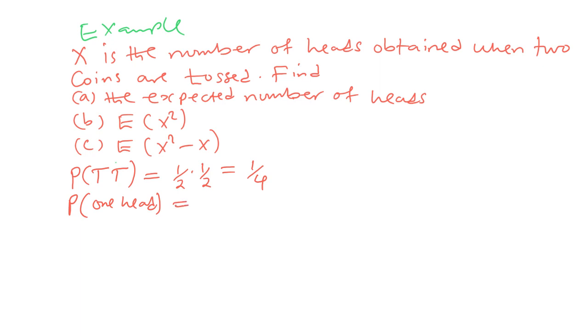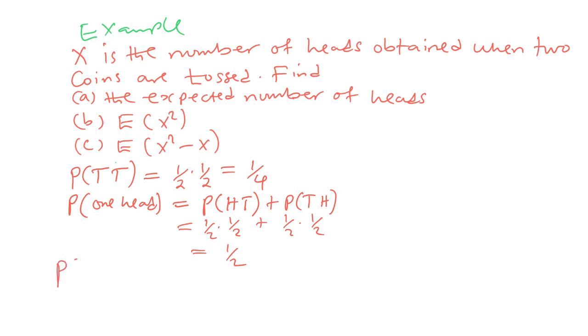This has two outcomes. It is either the first showing a head and the second showing a tail, or it is the first showing a tail and the second showing a head. So what is this? 1 over 2 times 1 over 2 plus 1 over 2 times 1 over 2 is equal to 1 over 2. Okay, you get a half.